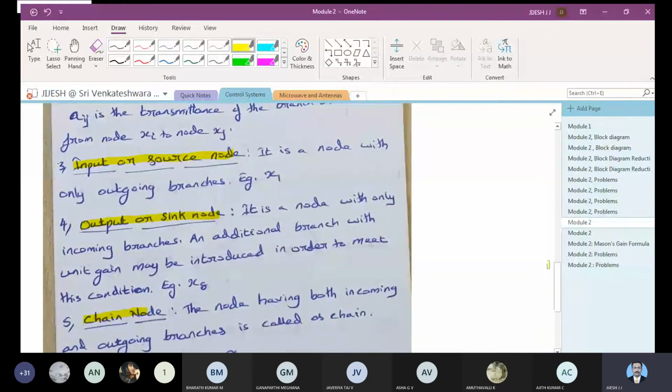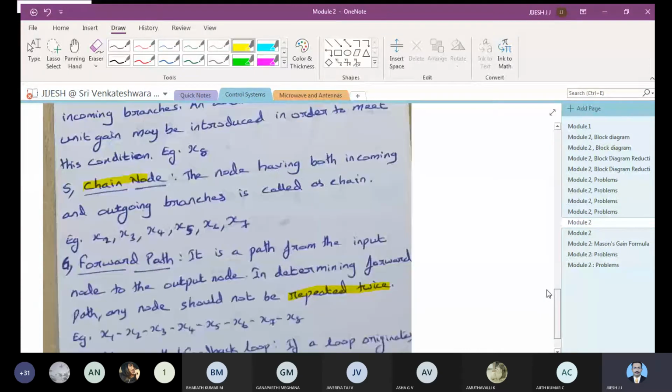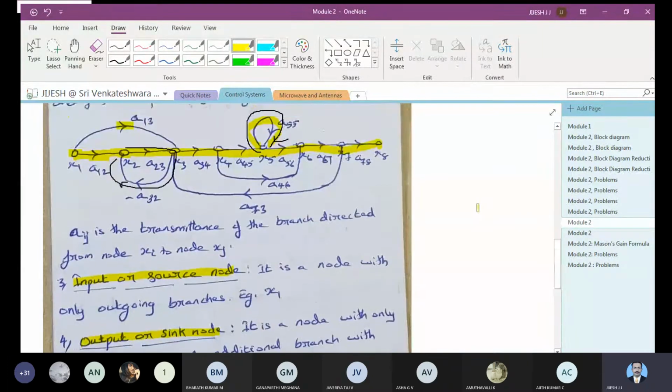And you have the chain node and the forward path. A node having both incoming and outgoing branches is called a chain node, and here you have x2, x3, x4, x5, x6, and x7 in this figure. Branches coming in and going out have to be there to call it a chain node. And then you have the forward path.